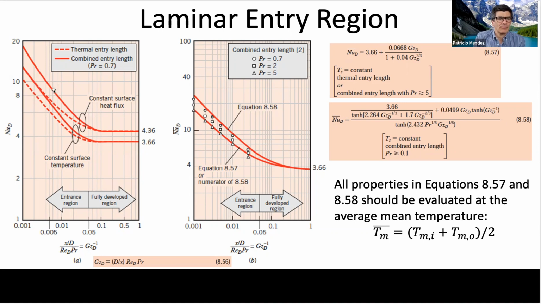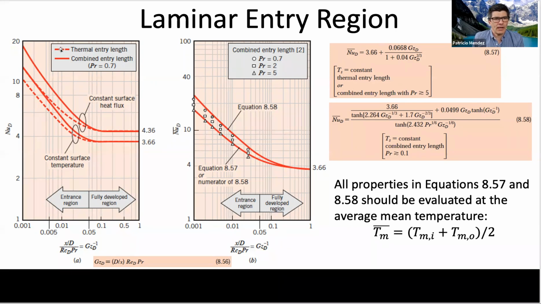Let's start with the solid line. Solid lines are the case in which they talk about combined entry length, and you see that it says Prandtl 0.7. It's not that 0.7 is anything especially interesting. It's that 0.7 is air and most gases. So every time you see Prandtl equals 0.7, that says I'm talking about air. And because it's so close to 1, we're pretty much in the Reynolds analogy. So both entry lengths are the same. And we have this number here.